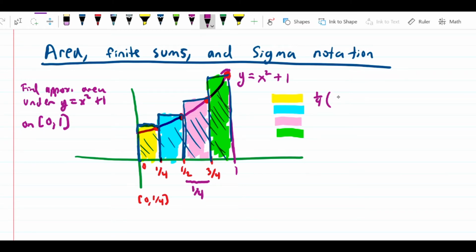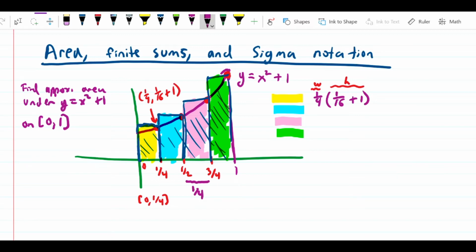Actually, let me do it in that order. 1/4, 1/16 plus 1. Where did I get the 1/16 from? I plugged in 1/4 and I squared it. So what I have here is this is the width and this is the height, because this point here is 1/4 comma 1/16 plus 1. Okay, so that's the first rectangle.